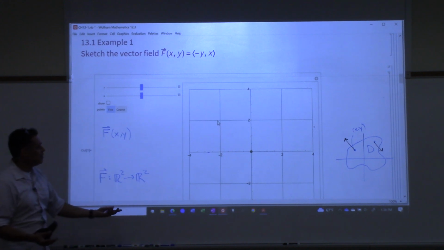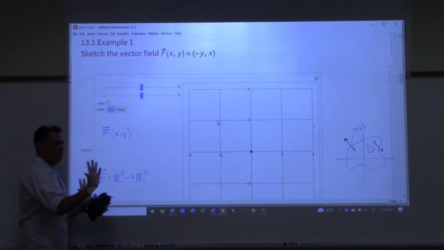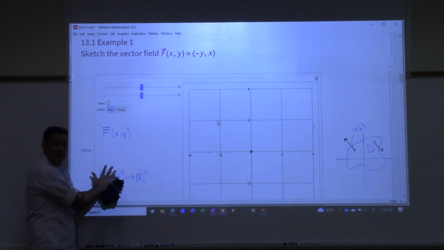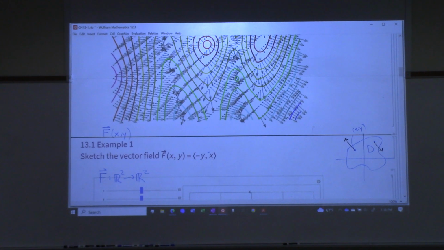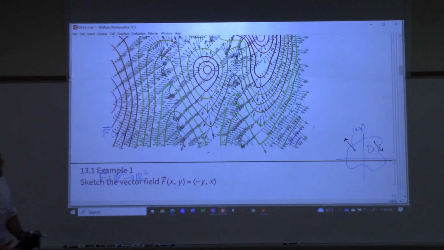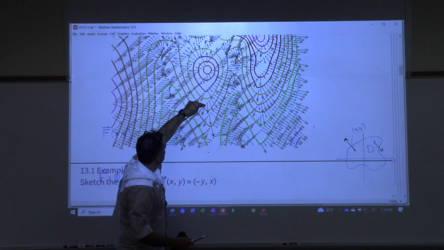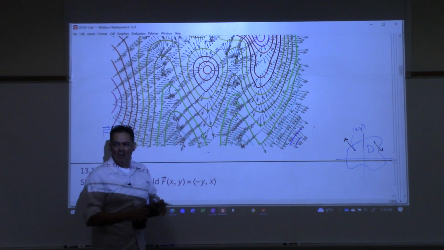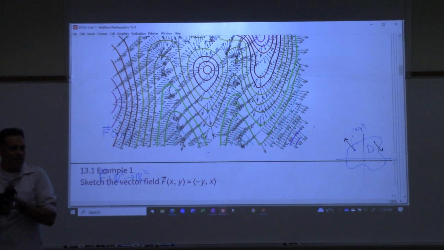But because it's a vector field, I can take the output and just lay it on top of the input. That's why we're seeing this. The inputs are these points, and the outputs are the arrows. So we are actually condensing the 4 dimensions into just 2.